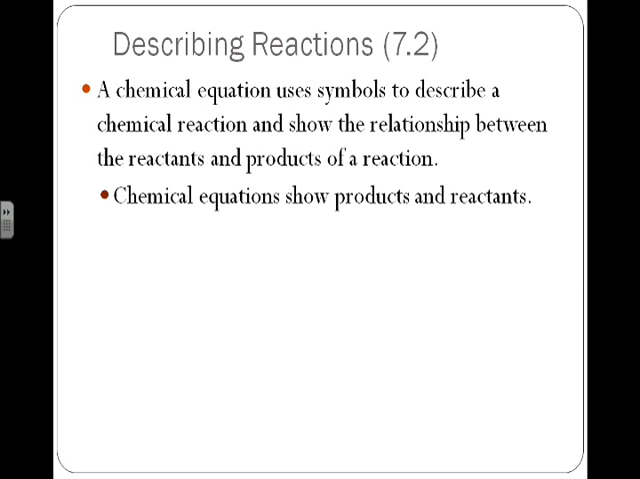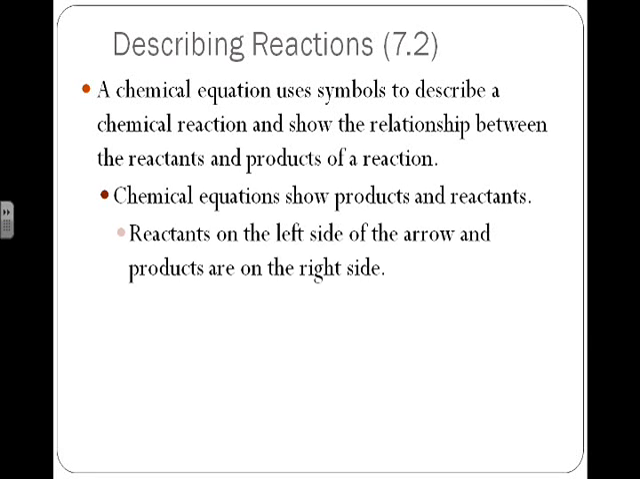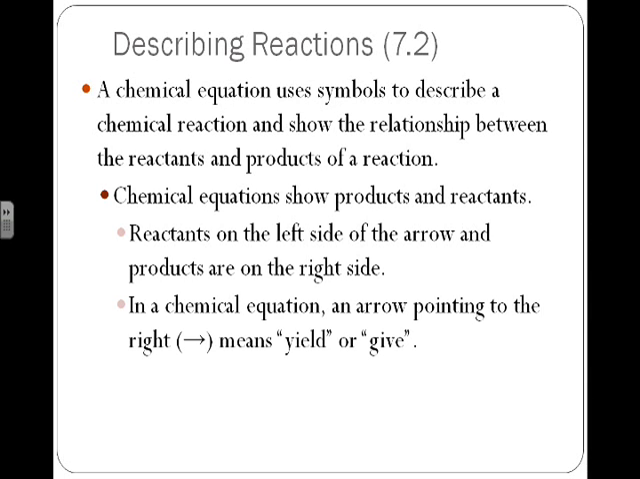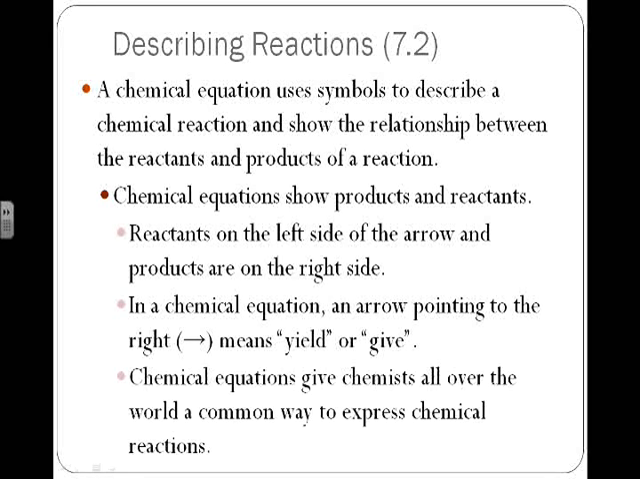So chemical equations show products and reactants. The reactants are on the left side of the arrow and the products are on the right side of the arrow. In a chemical equation, an arrow pointing to the right means yield or give. Chemical equations give chemists all over the world a common way to express chemical reactions. They're kind of like SI units, which are used worldwide, so we can compare data and talk with people around the world about the science we're doing.